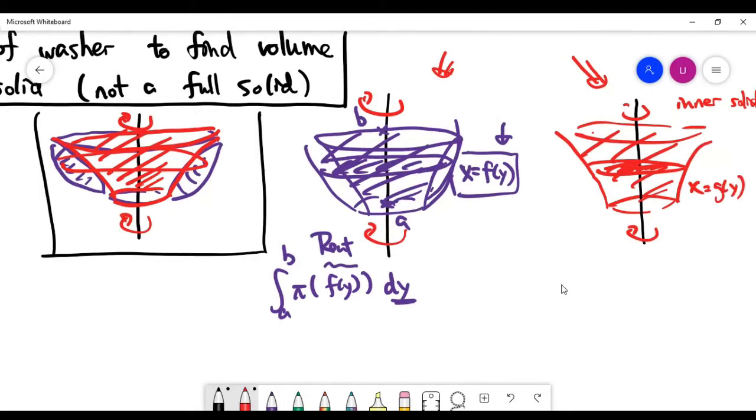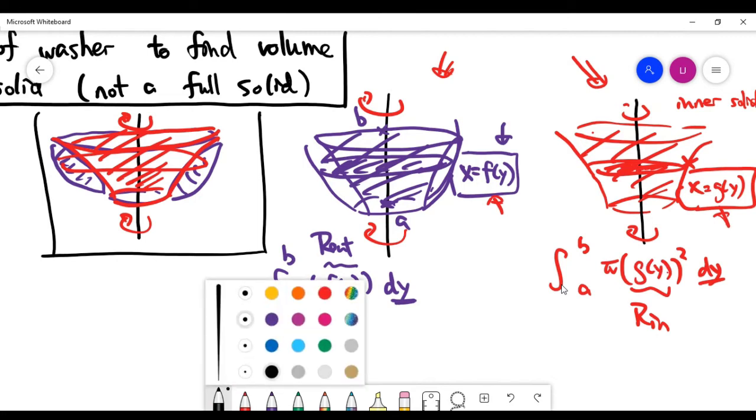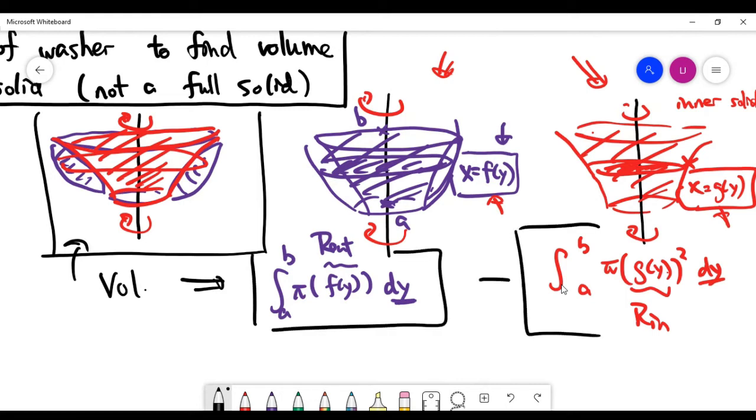to get the volume formula of this solid, which is the integral from a to b along the y-axis, the y integration of pi r squared. And this r, we call the inner radius. The inner radius is based on the inner function between the two functions. You see, this one is the outer function, this one is inner, so I call it g of y here. Basically, the volume for this picture is the volume of the big solid minus the volume of the inner solid.